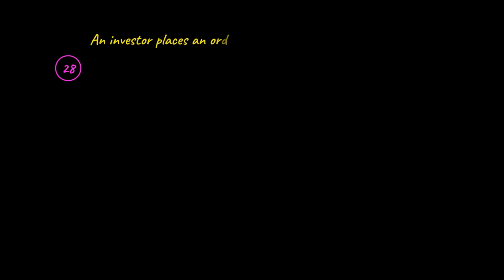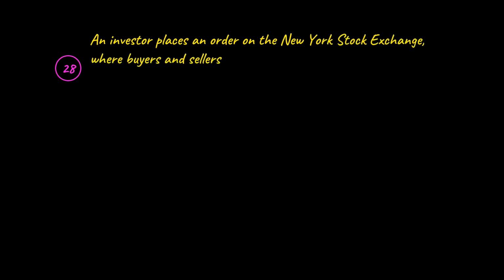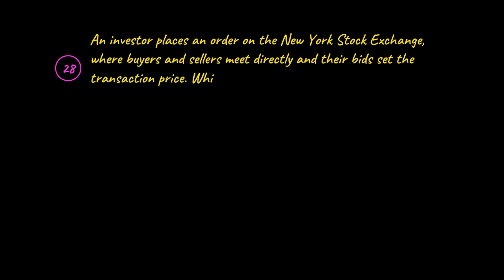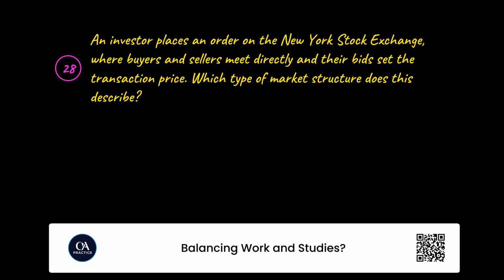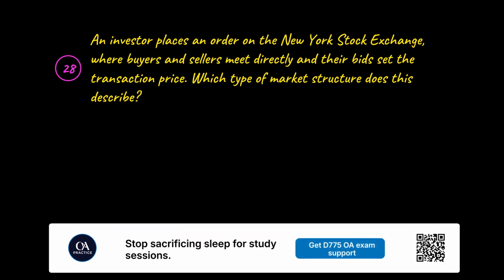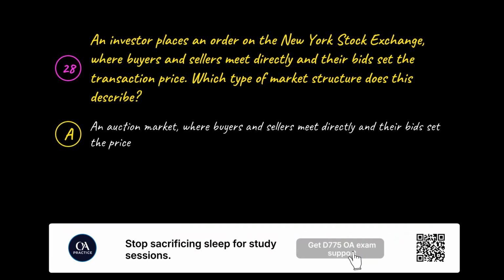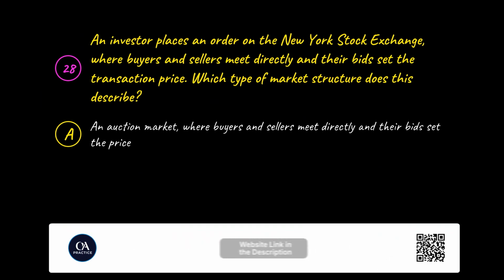Question 28. An investor places an order on the New York Stock Exchange, where buyers and sellers meet directly and their bids set the transaction price. Which type of market structure does this describe? Your options are A. An auction market, where buyers and sellers meet directly and their bids set the price.